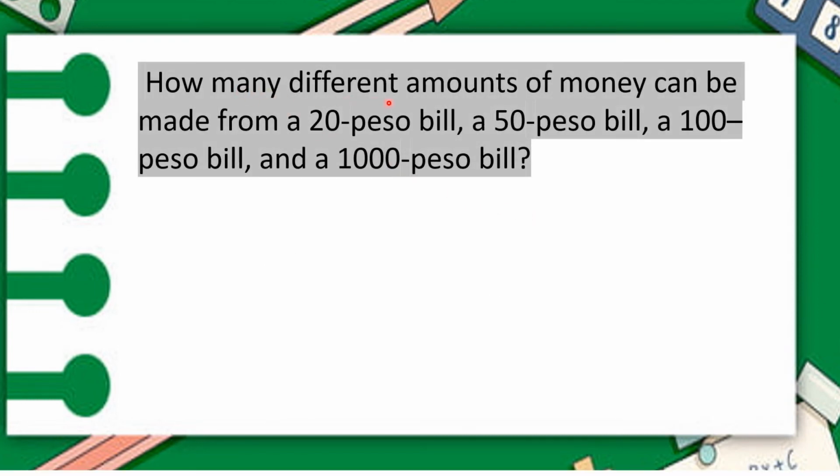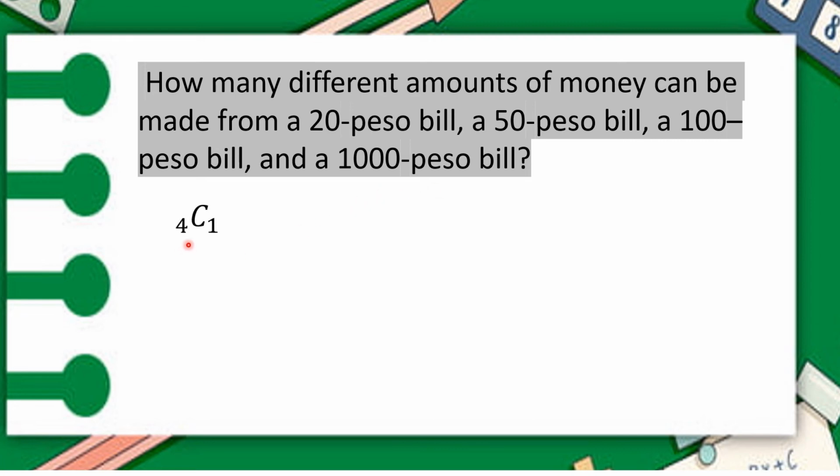Next problem, how many different amounts of money can be made from a 20 peso bill, 50 peso bill, 100 peso bill, and 1,000 peso bill? So, ibig sabihin, gagawa lang tayo ng combination of money. Una, tigi-isang peso bill muna. Sunod, tigda-dalawang peso bill. Sunod, tigda-tatlo. At sunod, tiga-apat na peso bill. So, it means, magsosolve tayo ng apat na combination.